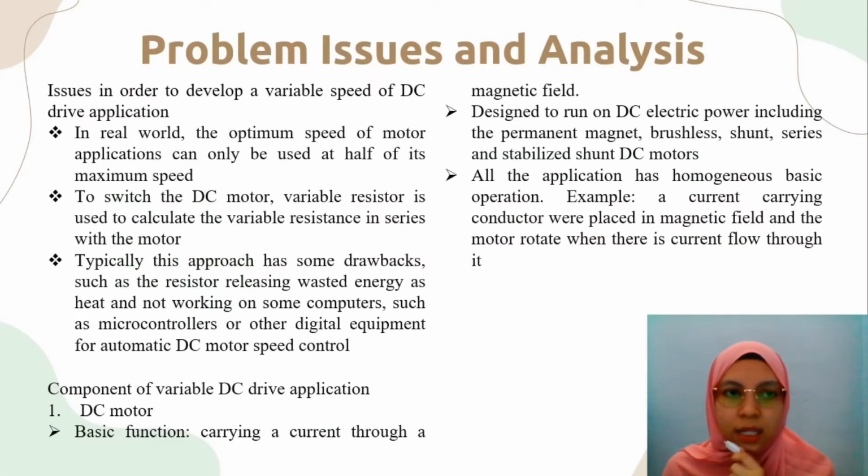I will explain to you about the problem, issue, and analysis of past research related to the variable speed DC motor drive application. The issue is, in the real world, the optimal speed of a motor application can only be used at half of its maximum speed. To control the DC motor, a variable resistor is used to provide variable resistance in series with the motor. Typically, this approach has some drawbacks, such as the resistor releasing wasted energy as heat and not working with computers such as microcontrollers or other digital equipment for automatic DC motor speed control.